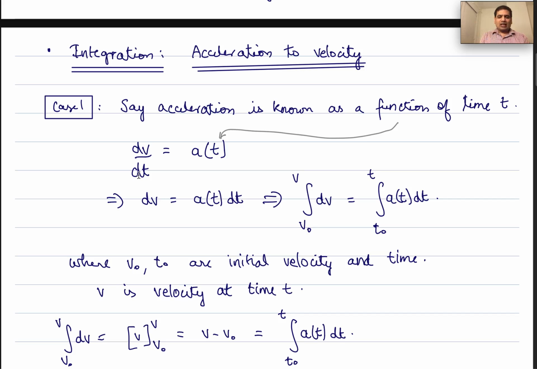So we can do that by bringing dt up so that we have dv equals a of t dt. Integrate on both sides like so, and we can place limits on the integration. v naught is the initial velocity, and v is the final velocity, or the velocity at time t, where v naught is the velocity at time t naught. You can think of v naught and t naught as initial velocity and initial time. v is the velocity at time t.